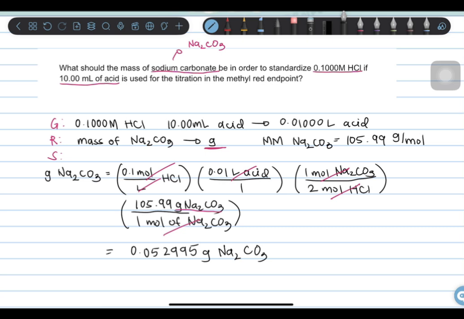But if we're going to follow the least number of significant figures, we have 4 significant figures. So we can convert that and we'll have 0.05300 grams Na2CO3. But if we're not considering significant figures, we can just leave it as it is, which is this one right here.